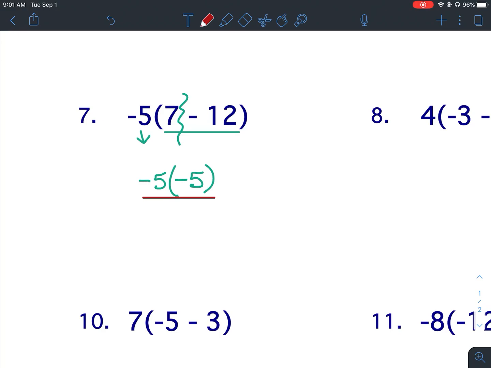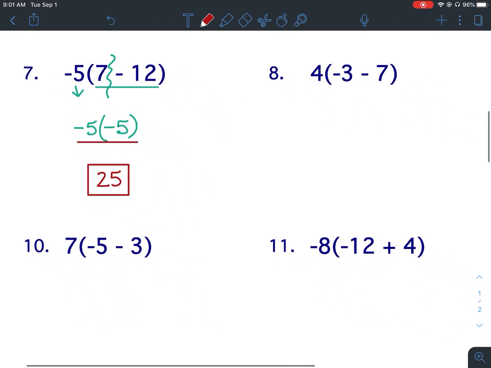Okay, so 5 times 5 is 25. And now I count my negative signs. There are 2 negatives. That's an even amount of negatives, so my answer will be positive. And that's all. That's the only steps you need to do for questions 7 through 15.